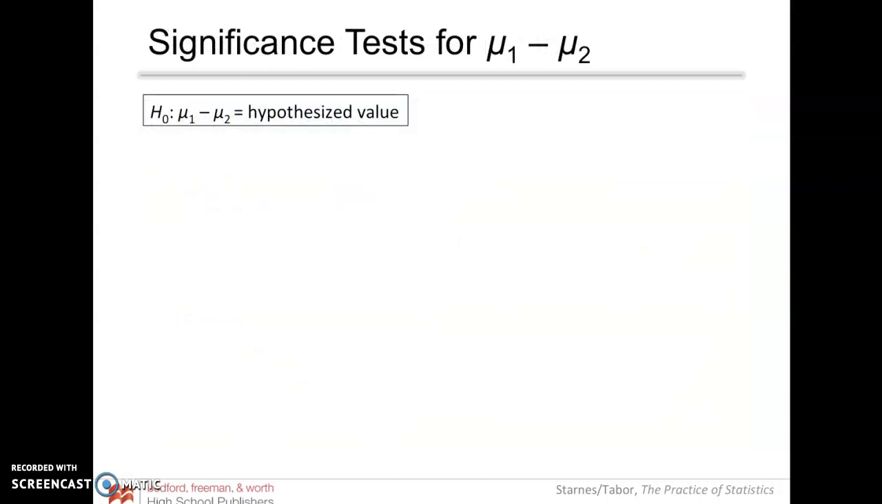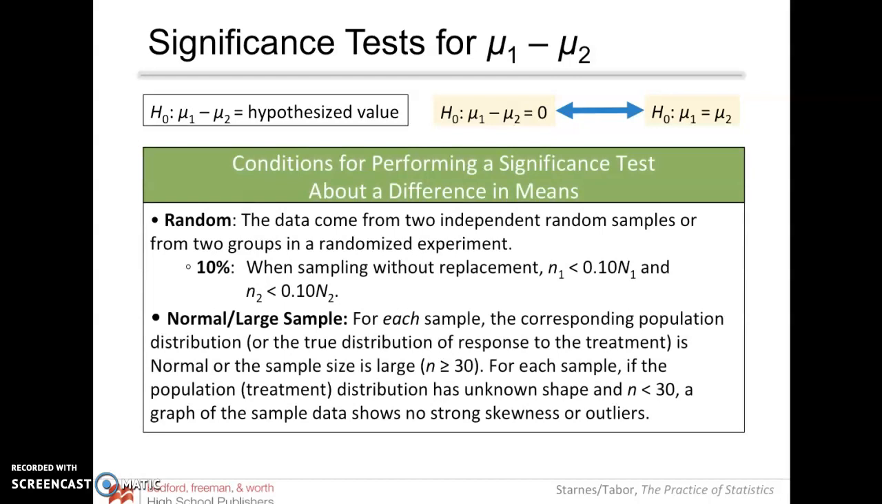Okay, so our significance test for mu1 minus mu2 always starts with: we wish to test a claim, and we're going to be testing the hypothesis. The null hypothesis is that the difference between the two means is some hypothesized value, usually 0. That means that mu1 is equal to mu2, which is another way of saying there's no difference between the two groups. Then we're going to have an alternative hypothesis, which is going to have an inequality symbol in it.